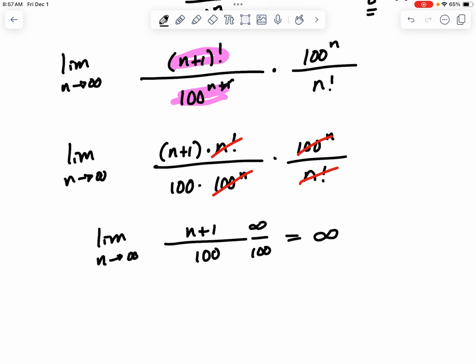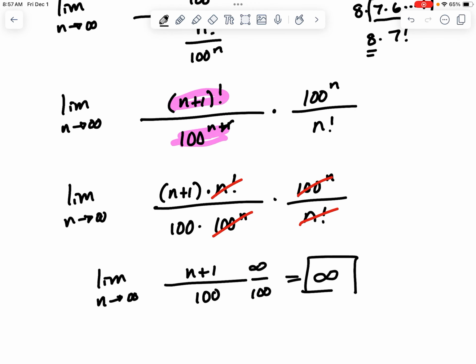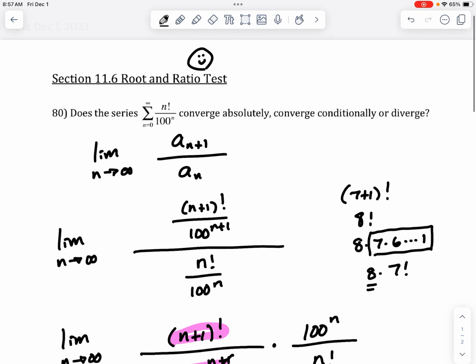That means it diverges. So the answer is diverge. Okay, so we're actually done. But what that's basically saying is when you compare the n factorial function to the 100 to the n, which is more powerful? And because this diverges, that means the top is more powerful, so n factorial is the winner.